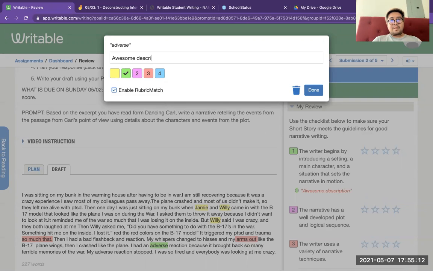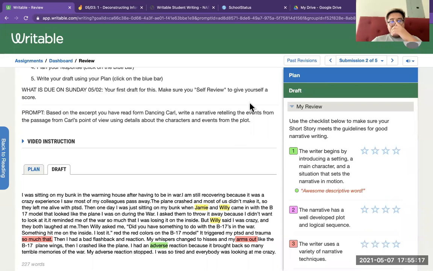Awesome descriptive word. I had an adverse reaction because it brought back so many terrible memories of the war.